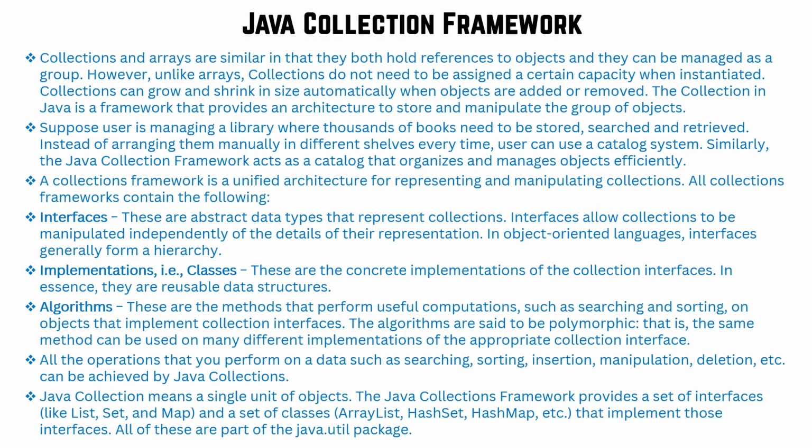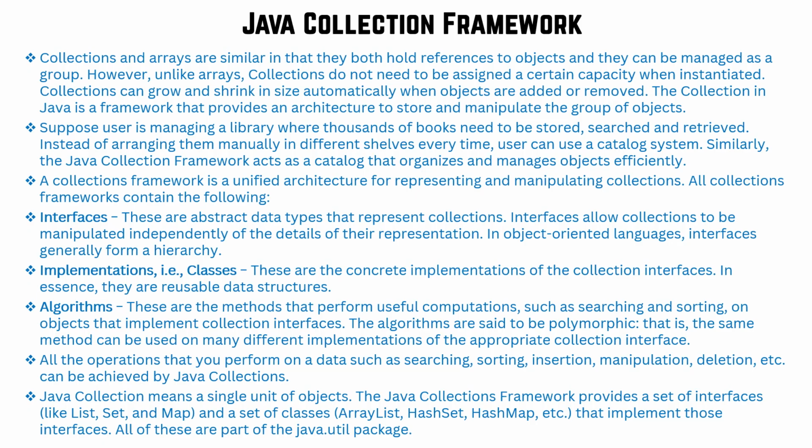Interfaces allow collections to be manipulated independently of the details of their representation. In object-oriented languages, interfaces generally form a hierarchy. Then the second one is the classes. These are the concrete implementations of the collection interfaces. In essence, they are the reusable data structures. And the third one is the algorithm. The algorithm will be coming from both the classes and the interfaces, which are the methods, the actual things you will be using.